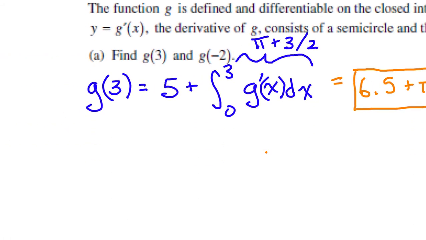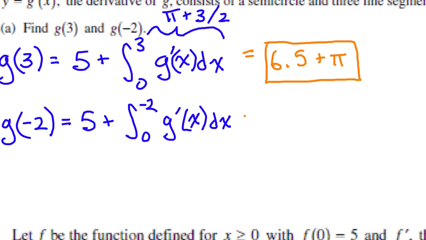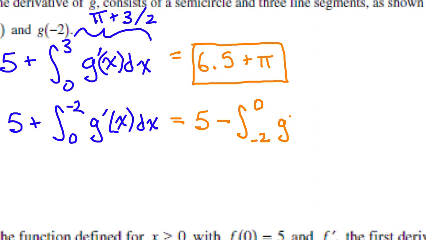All right, what about g of negative 2? So I'm going to have to probably flip this one. G of negative 2. Again, it's always start plus change. So start is 5 plus change, the integral between 0 and negative 2 of g prime of x dx. All right, well that's a problem because these are backwards. So if they're backwards, I need to change this into the start 5 plus, no, not plus, minus now, the integral between negative 2 and 0 of g prime of x dx.